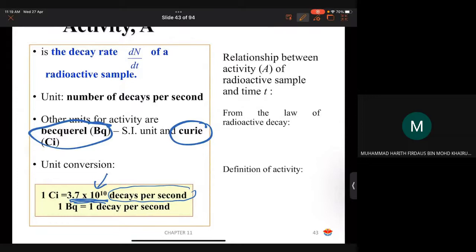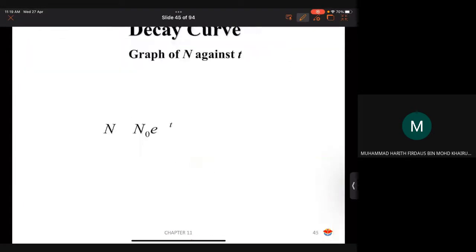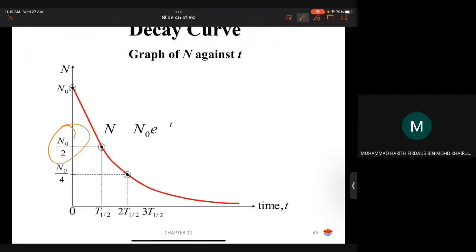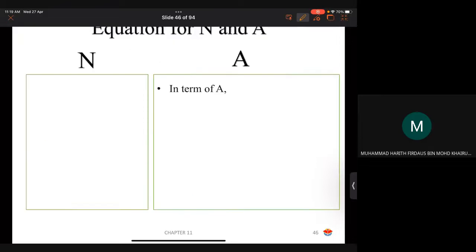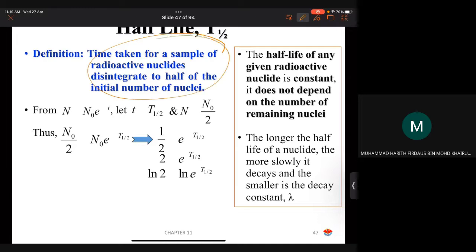Let's say you nak cari CI. Katalah satu CI sama dengan 3.7 darab 10 kuasa 10 decay per second, dan you ada 50 decay per second. So carilah CI berapa. Yang ini saya rasa tak perlu hafal, dia akan bagi, mungkin bawah soalan. Kena convert kepada CI. Okey, yang lain tu tak ada masalah. T-half ingat, T-half tu adalah bila number of nuclei jatuh separuh, bukan masa yang separuh. Time taken for the sample of radioactive nuclei to disintegrate half of the initial.